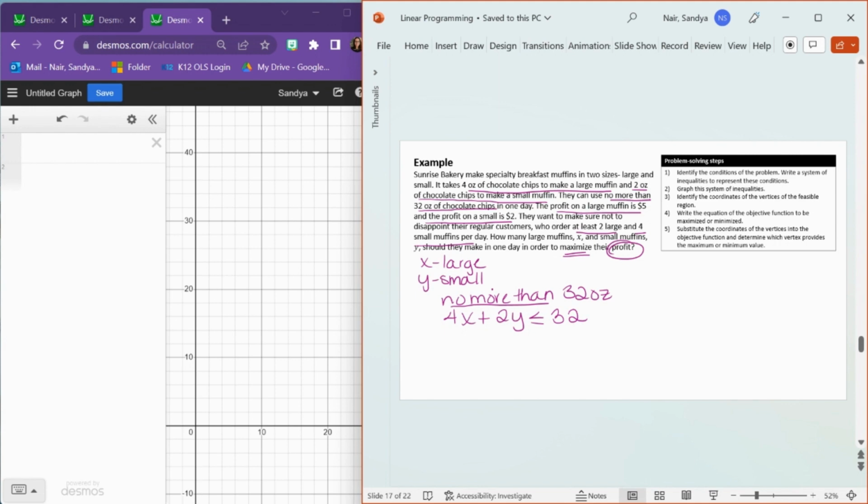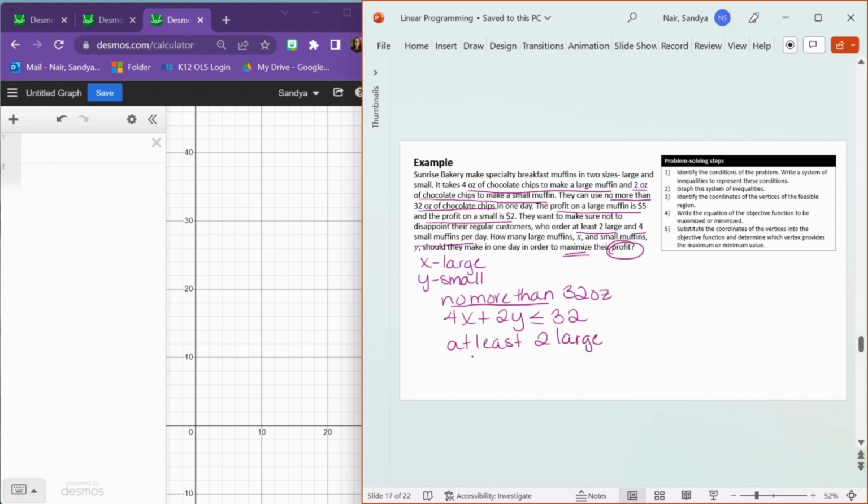It tells us about profit, but notice in this problem, it's a little bit different than the previous ones. There's no conditions on the profit, right? It doesn't say they want to make at least this much money in one day or they want to make more than a certain amount. However, we do have some conditions on the number of muffins they want to make, right? So for their regular customers, they need to make at least two large muffins.